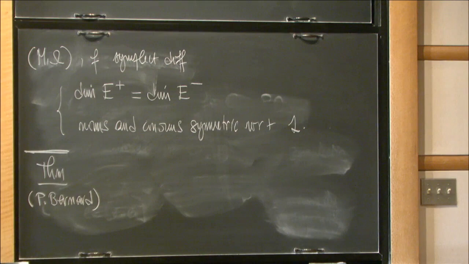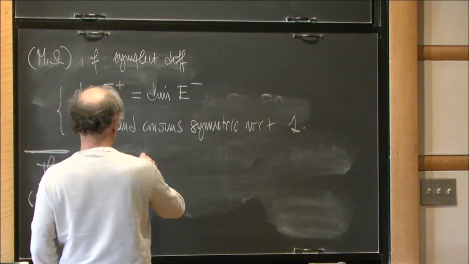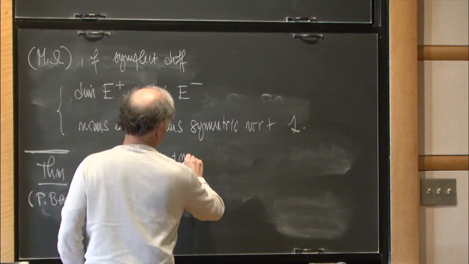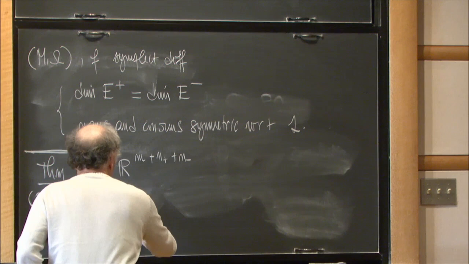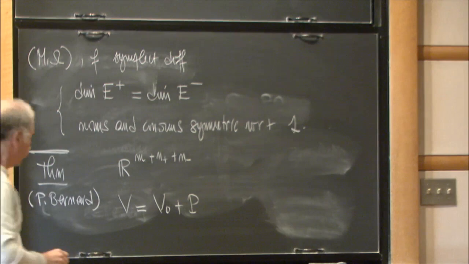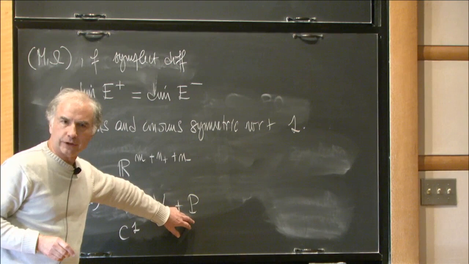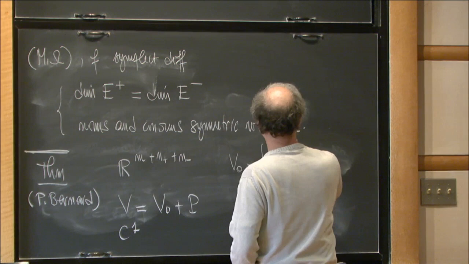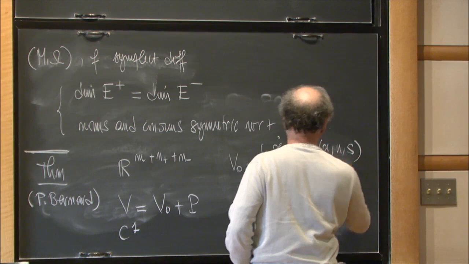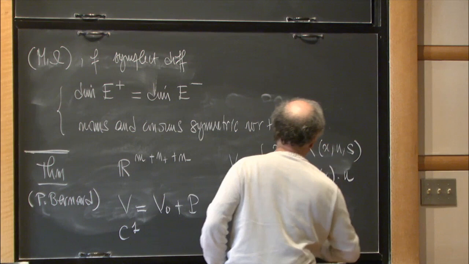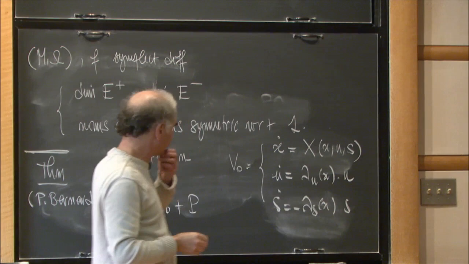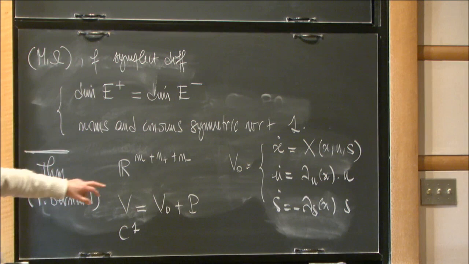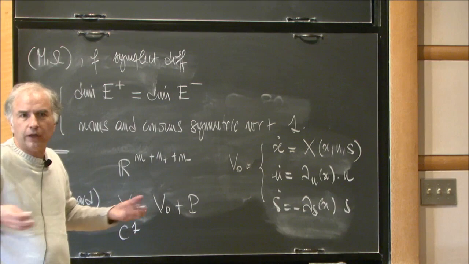So the space is R^(m+n_+ +n_-). You consider on this space a vector field, which is the sum of an unperturbed part, V0, and a perturbation. V0 is like this. I write x for the variable in R^m. x dot is 0. u dot is lambda u. And s dot is minus lambda s. This is the unperturbed part. Clearly, this gives you R^m times 0, 0 as an invariant manifold, which is normally hyperbolic in the usual sense.